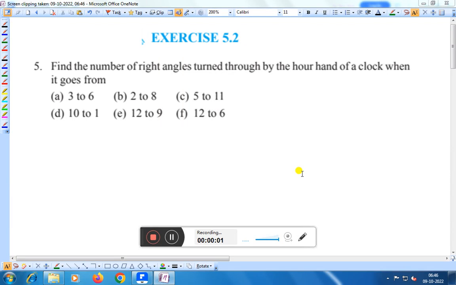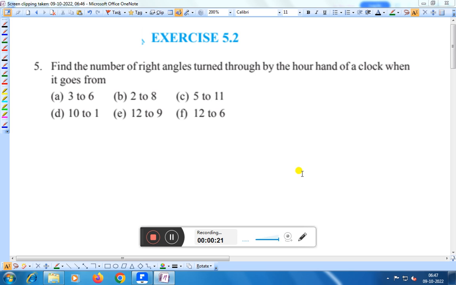Hello everyone. Today we shall discuss exercise 5.2 question number 5. Find the number of right angles turned through by the hour hand of a clock when it goes from 3 to 6, 2 to 8, 5 to 11, 10 to 1, 12 to 9 and 12 to 6. Okay, we discuss this one.